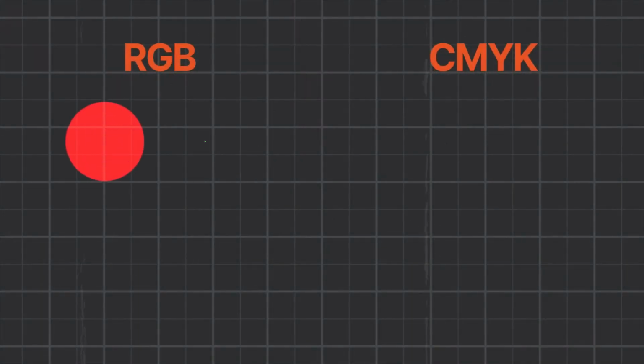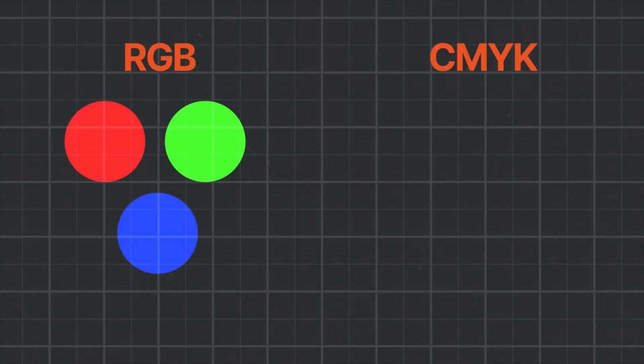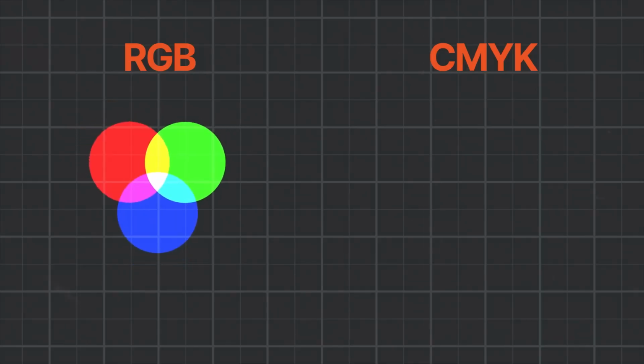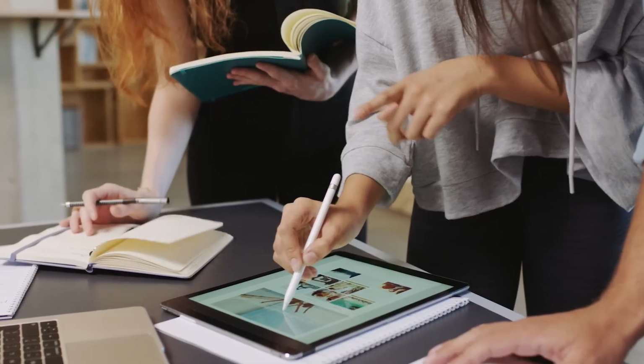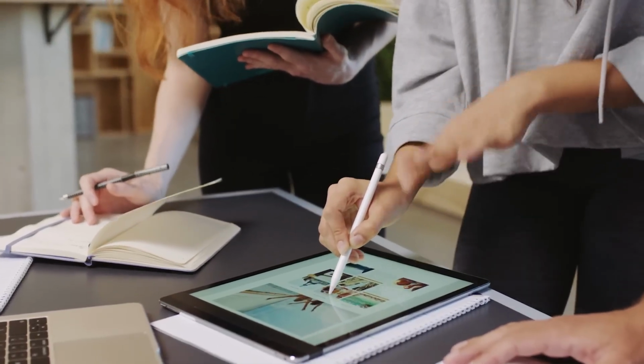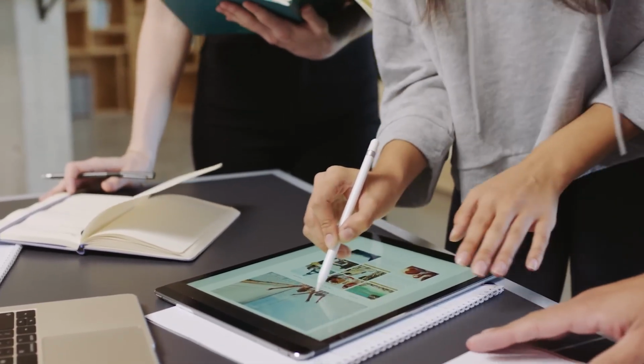So let's start with RGB. RGB stands for red, green, and blue. This is the color mode for digital output that need light to show color. RGB uses the additive color method. That means that when all the colors are combined, we get white. So RGB is mainly used when your final design will be displayed on a screen, be it a phone or a computer screen or an advertisement screen.